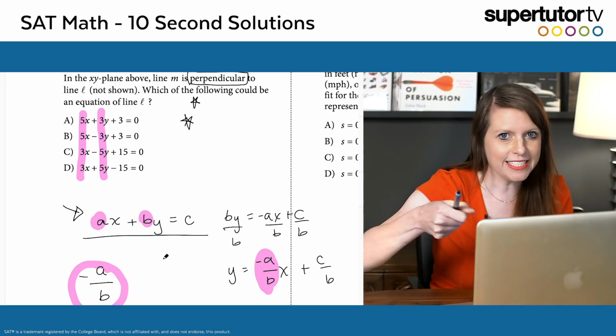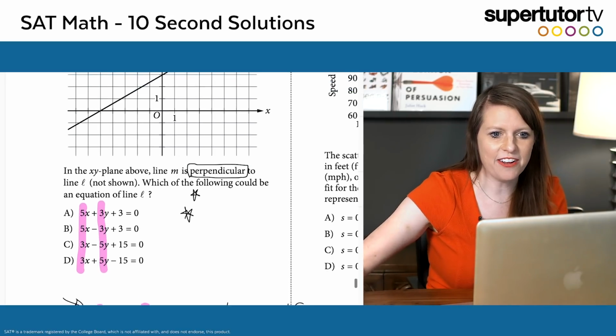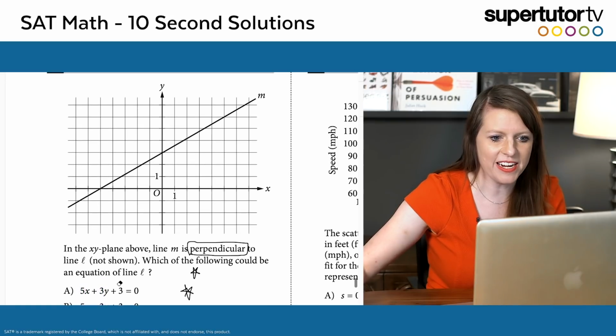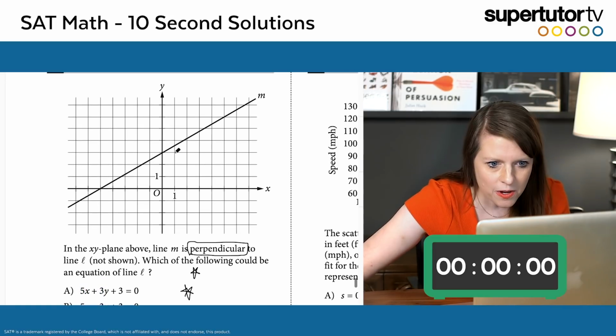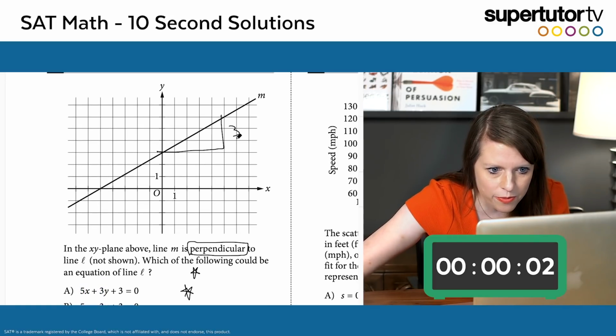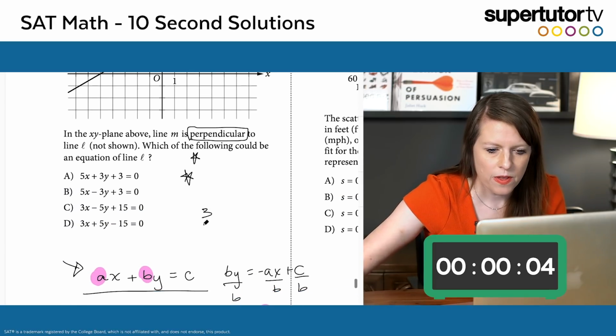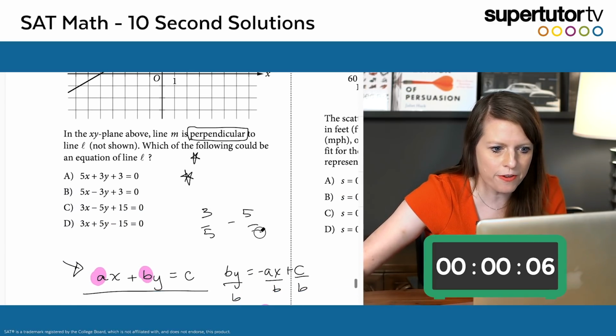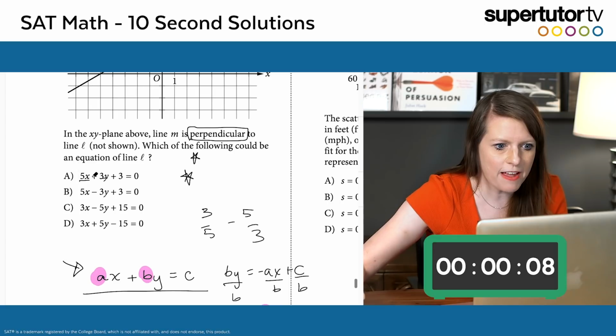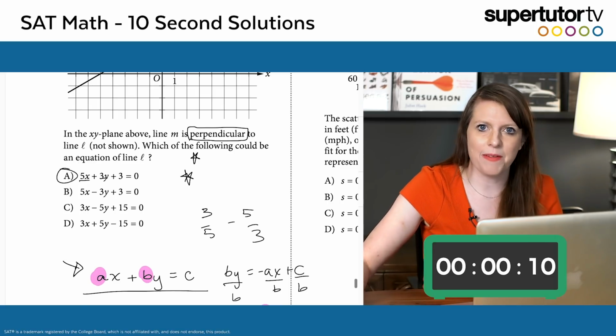So now I have all the components I need to do this problem in 10 seconds or less. So let's start that timer, and I'm going to show you guys how I do it, and then I will explain. Okay, are we ready? Here we have 3 over 5 is the slope. That means I need a slope of -5/3. A over B is 5 over 3. Make it negative, it's A, and I'm done.